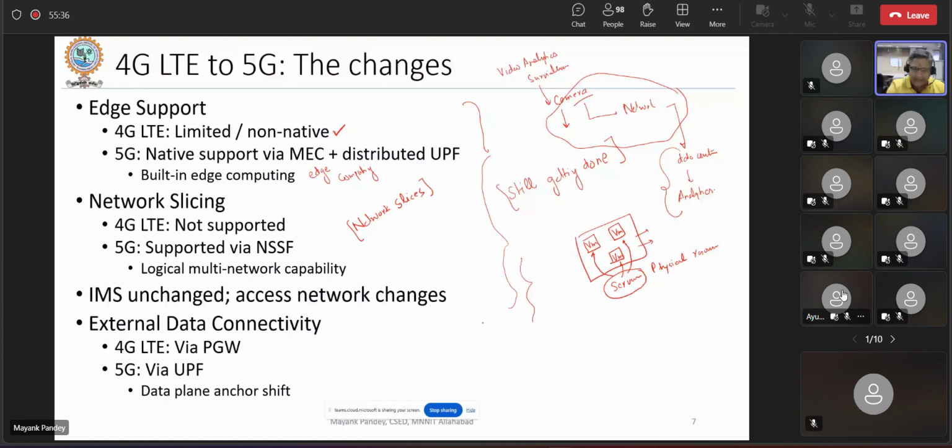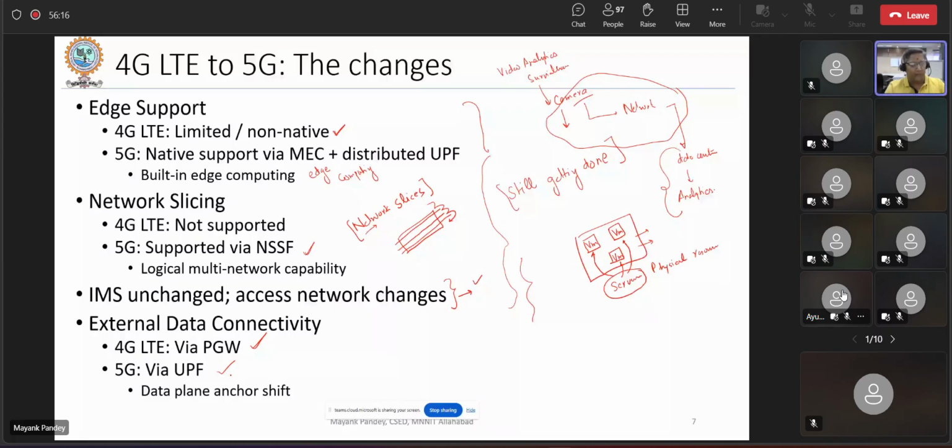On similar lines, on one physical network, we can have different network slices. And that is again supported by our 5G. It is still an area getting explored. IMS is unchanged. There is no issue in IMS. External data connectivity, in 4G it was via PGW, and in 5G it is via UPF, user plane function.